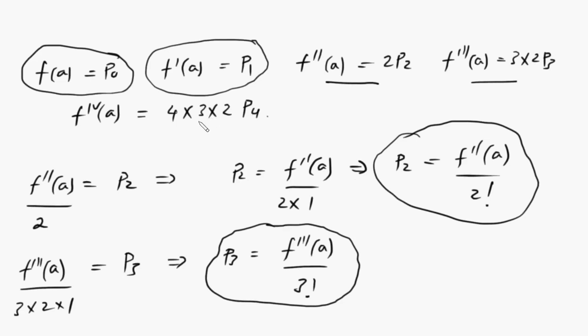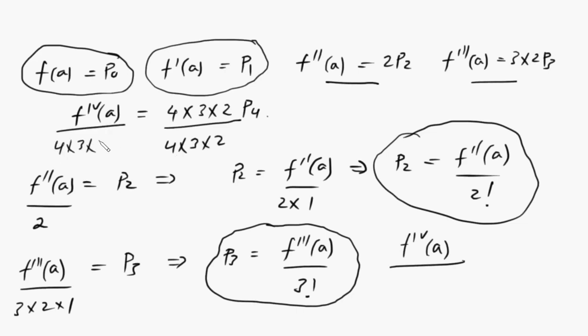And from here hapa p4 ni sasa na mtu aseme tu f4a, nikiganya na 4 times 3 times 2 both sides. Kwa hiyo nikiganya hapa na 4 times 3 times 2, na huko pia naganya na 4 times 3 times 2. Okay, so they go. So hapa naweza nikaongeza 1. What is 4 times 3 times 2 times 1? Is 4 factorial. This is what now? p4. Okay, so this is p4.